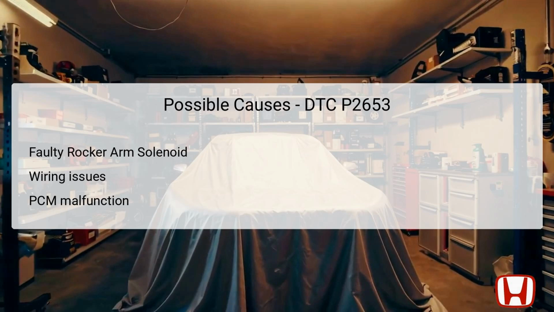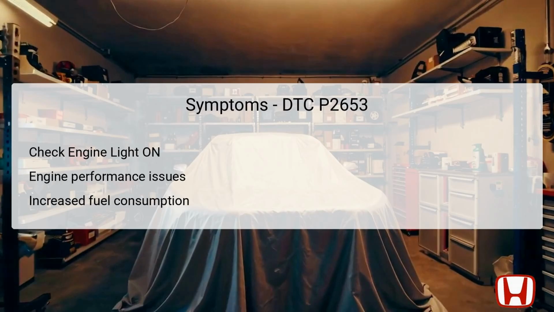If the PCM is not functioning properly, it may fail to output the necessary signals or misinterpret the feedback from the rocker arm oil control solenoid. Each of these potential causes must be carefully inspected and ruled out to pinpoint the source of the problem accurately. When DTC P2653 is triggered, drivers may notice a variety of symptoms.